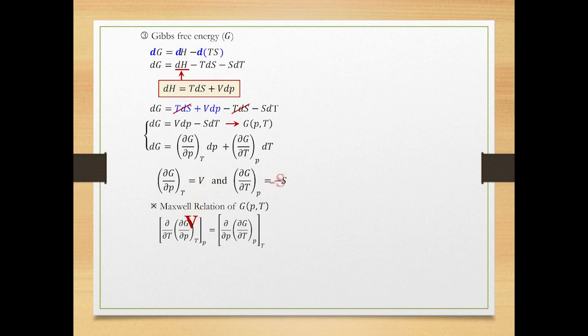Plug these into the Maxwell relation. It leads to the partial derivative of V with respect to T at constant P equals negative partial derivative of S with respect to P at constant T. This is another form of Maxwell relation of Gibbs free energy.